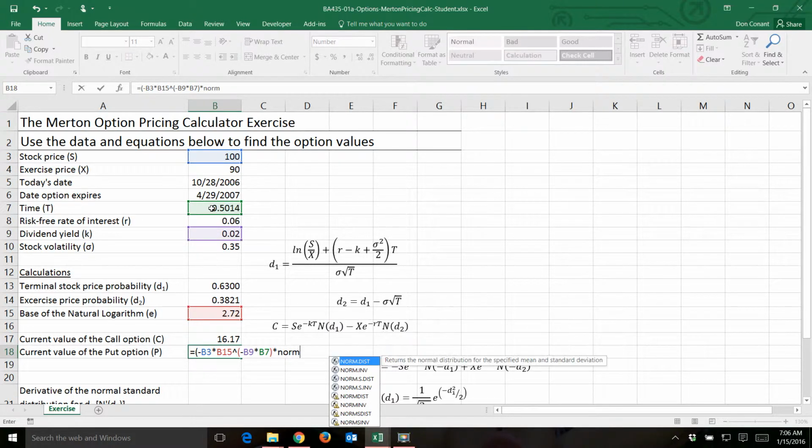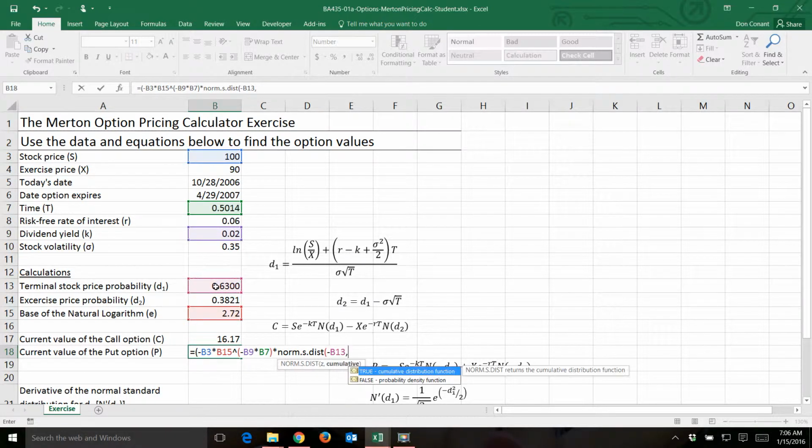So we want norm.s.dist of a minus D sub 1. And we want that to be cumulative, so we indicate true as the second part of the syntax. Now we have the values to the left of the plus sign, so we close that. The plus sign, now the values to the right, we'll calculate those.